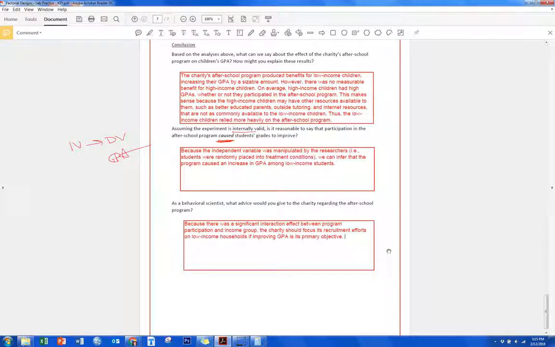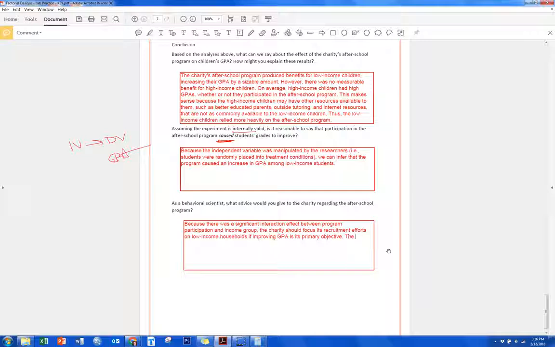Now, it's possible the charity is not only interested in GPA. It could be that that's what they focused on at first, assuming there would be this benefit, but maybe there are other benefits to the program that could equally apply or maybe more so apply to the high-income kids. So we could suggest to them to explore, to measure and explore other outcomes of the program if they want to remain open to all children.